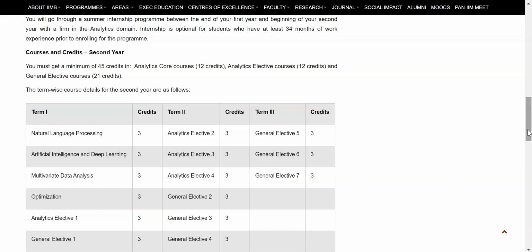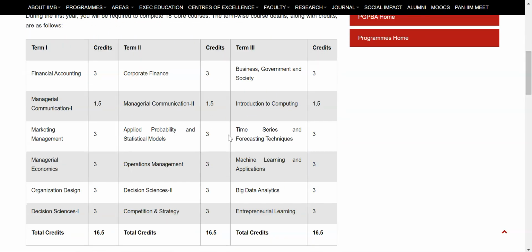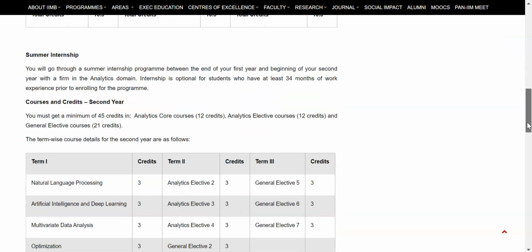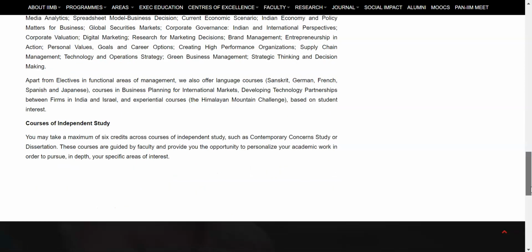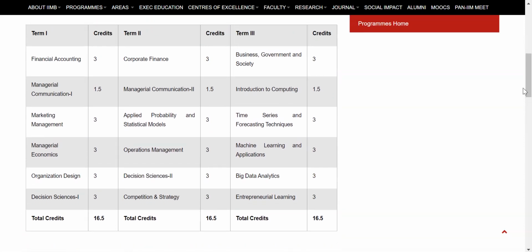But if we talk about overall credit, the analytical core and analytical elective courses have 12 credits, and the general elective courses have 21 credits, which is more than the core subjects. And if we look at the first year, your core subjects have more weightage than the general subjects, which is marketing and all that. So if you look at the syllabus, it's so strategically designed that I'm really happy about this program, because it's a very good blend of your core subjects and your general subjects, which form part of your management. Even if you look at the core structure, it's beautiful.